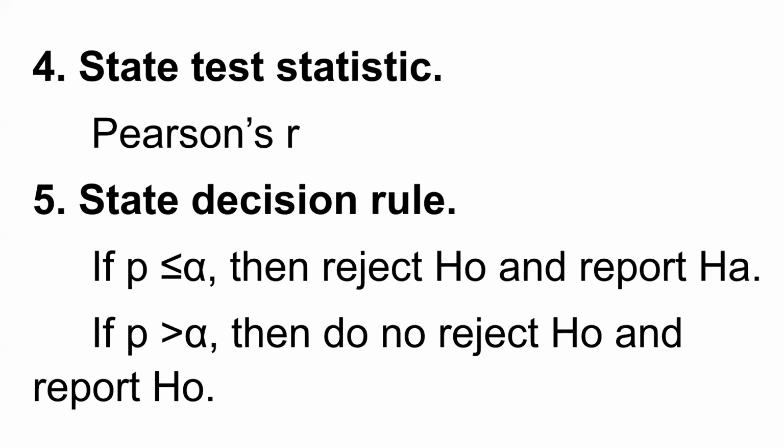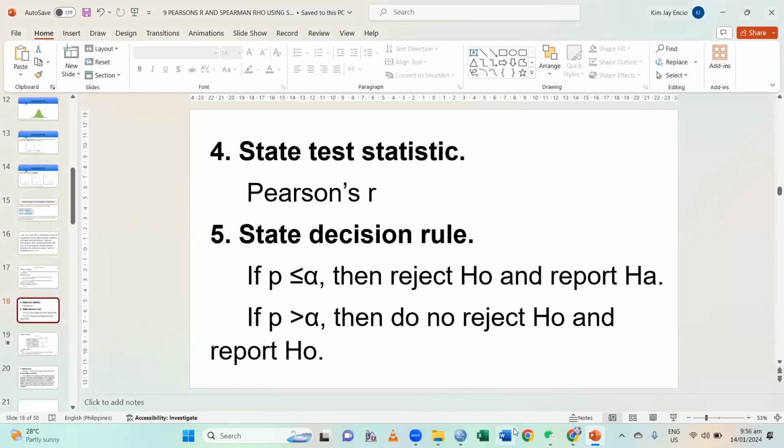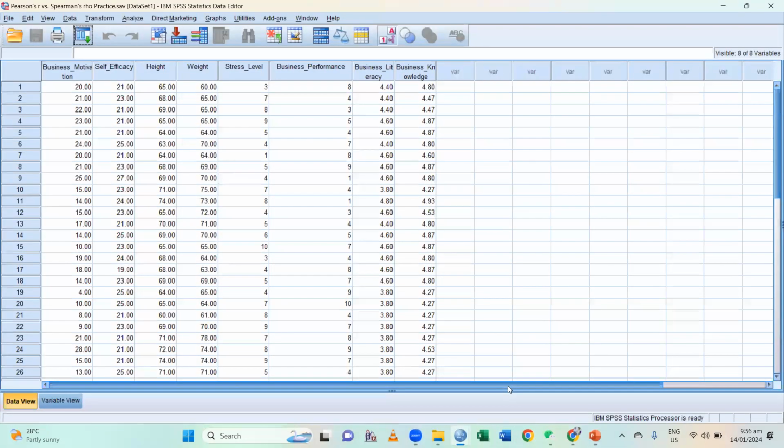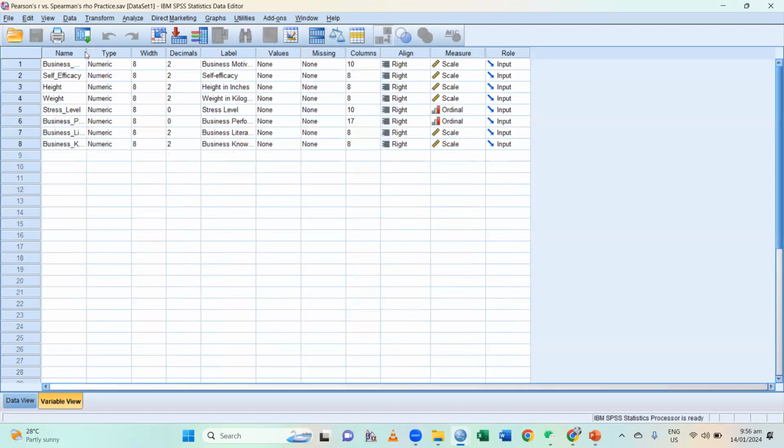This time, let's go to your data. So, we have here our data. And as you can see, we have business motivation and self-efficacy. Both are scale data because, in this case, they are both interval data.